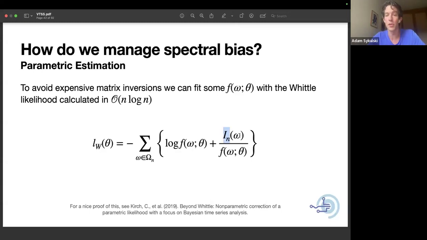Here, we just need to do a Fourier transform to calculate this, which we can do using FFT commands in n log n, and we avoid expensive matrix inversions of the covariance matrix, which you would have to do to compute an exact maximum Gaussian likelihood. So this is one of the reasons why it's popular, and you can see a nice proof of this in Claudia Kirch's 2019 paper.